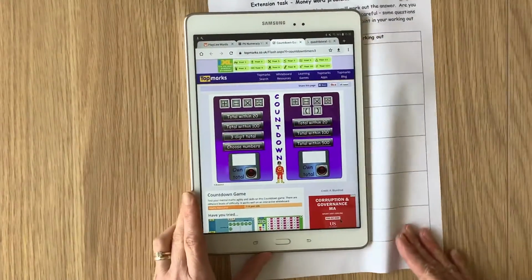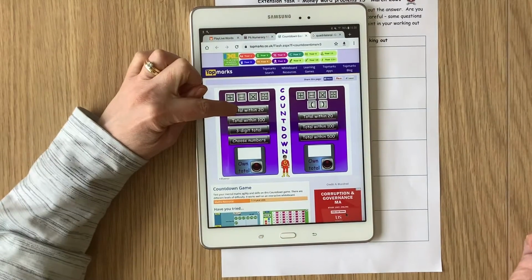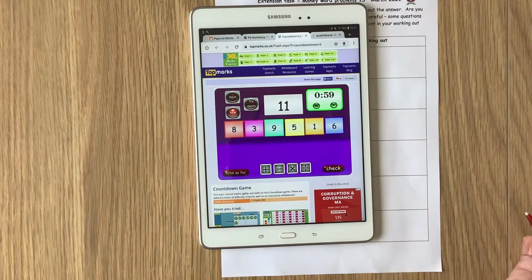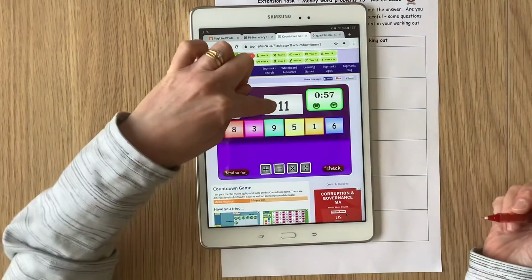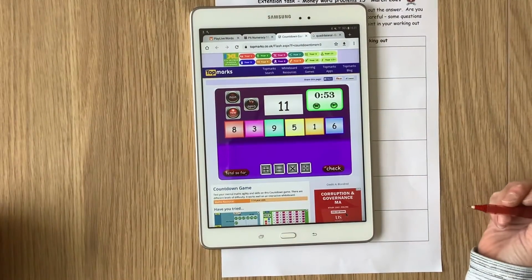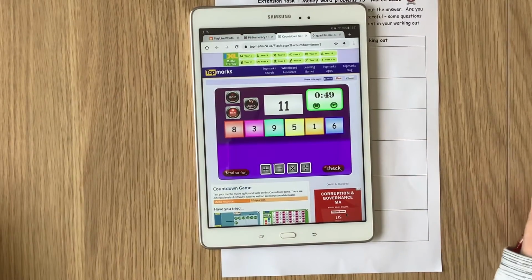Okay, so let's have a look at this countdown game. Now, I've suggested on the website that you start with the easiest level, which is the total within 20. So I have got a target here of 11. I've got 1 minute to solve it. The time is already counting down. How could I make 11 using these numbers?